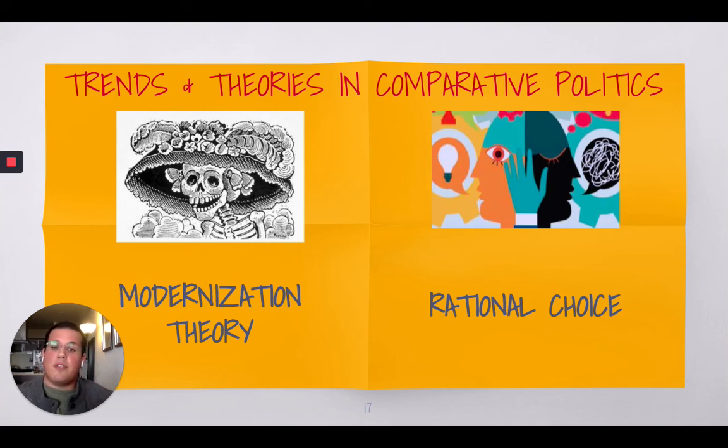These trends help solidify guiding political theories. The first one is modernization theory. The second one is rational choice, as we have below. A theory is an integrated set of hypotheses, assumptions, and facts.